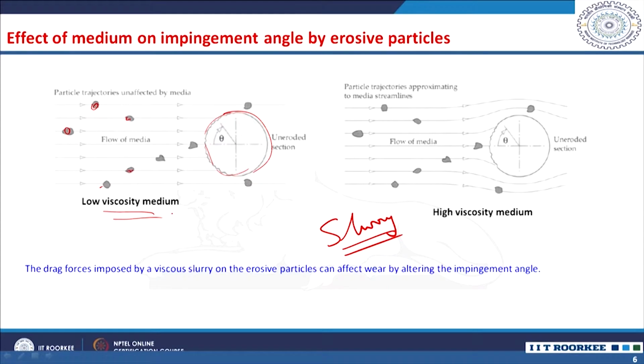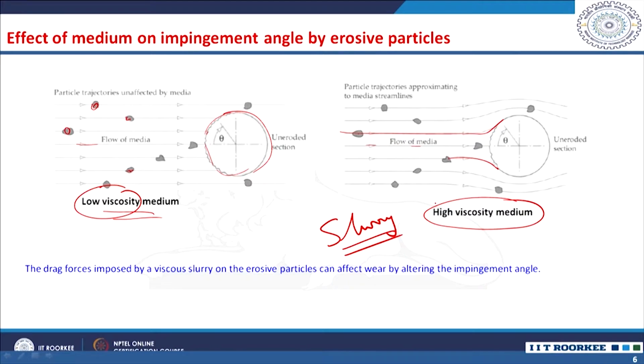If the particle trajectories are unaffected by the medium, you have low viscosity. Where the medium is of high viscosity, you see here that the flow of the particle is actually deviated, the flow of the particle is changed. So, the flow of these particles in this medium is changed because of the viscosity of the medium.